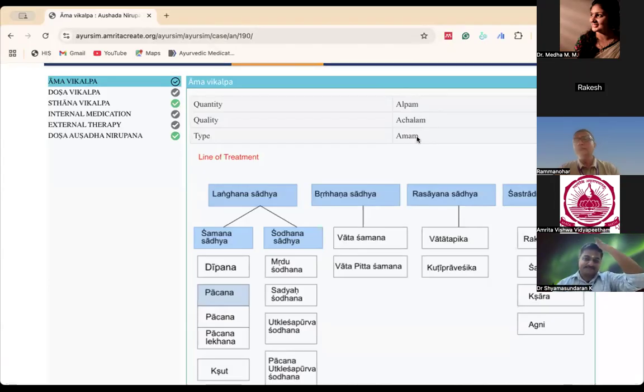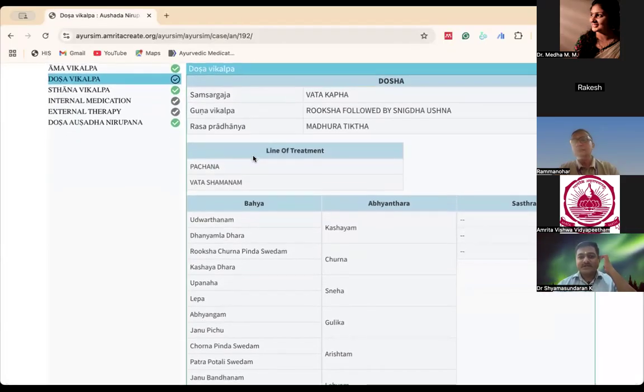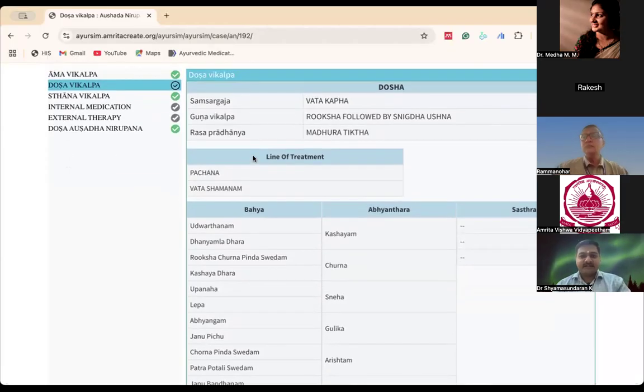And you may not properly get the results. Then you will also have to see what type of ama it is. Is it a Vidagdha ama or Vishtabdha ama? That is also very, very important, and your treatment is based on that. So that comes under ama vikalpa. Then comes the dosha vikalpa, wherein you are supposed to see what the doshas are. Is it the samsargaja dosha? And if it is samsargaja dosha, which is the predominant dosha? That also you will decide.